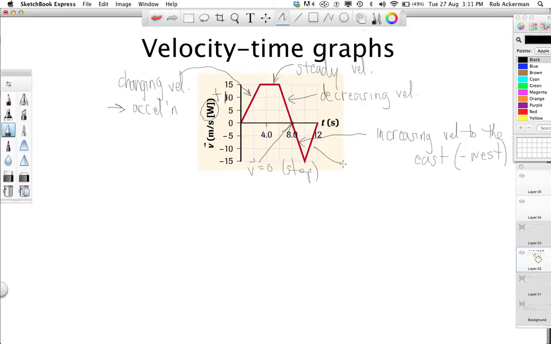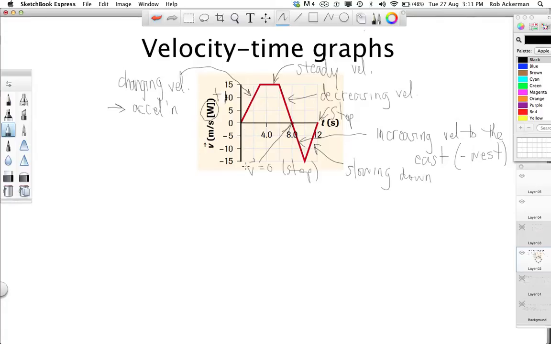And of course, finally in this area, look at what's happening. Negative 15, negative 10, negative 5, 0. We're slowing down. And eventually we're going to come to a stop right here where the velocity is 0.